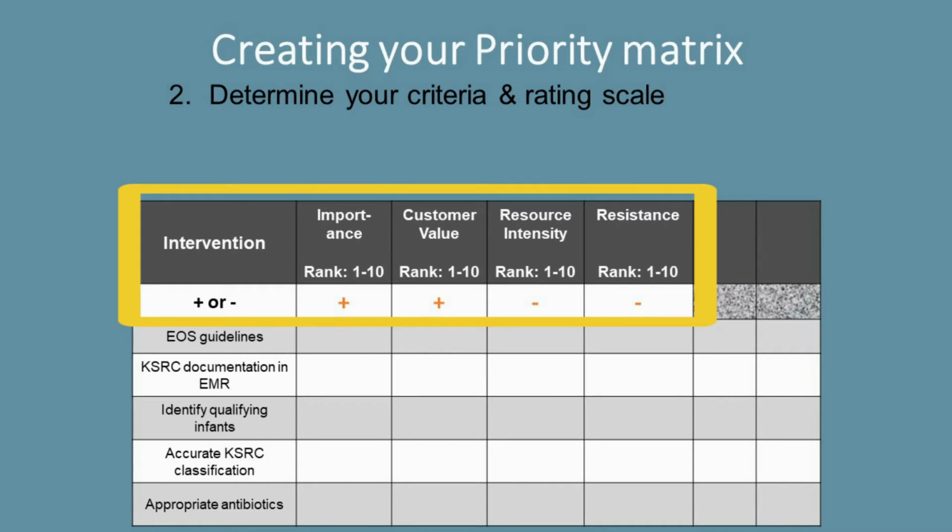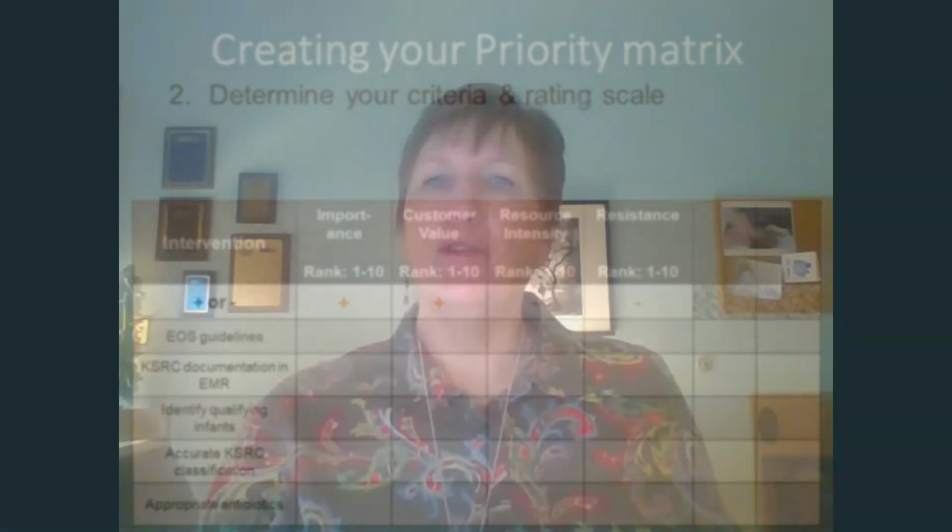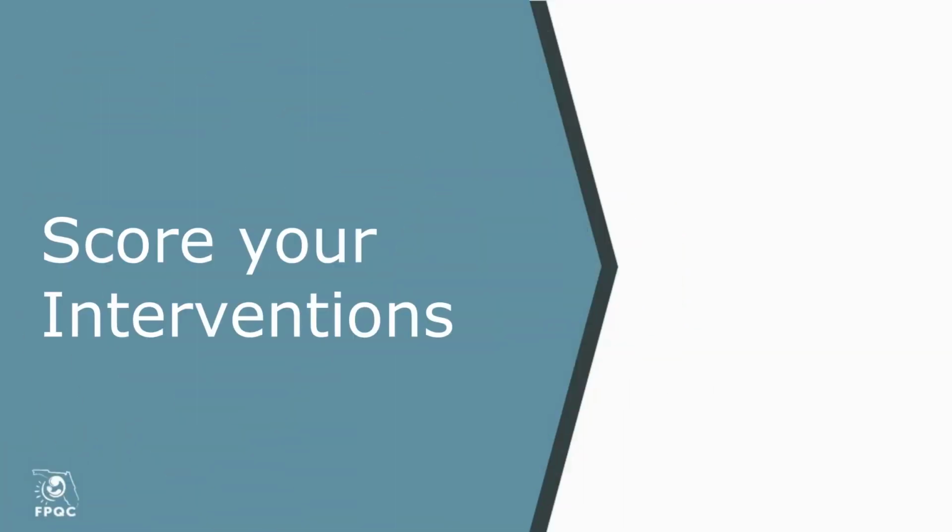Also, add a ranking scale. We used 1 to 10. Again, there is no right answer, but your scale should at least equal the number of interventions you are scoring. For example, if you are scoring 5, your scale should be at least 1 to 5. Now comes the tricky part.